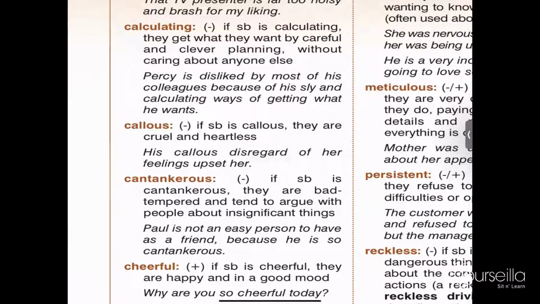Negative. Definitely negative. Okay. So calculating, if somebody is calculating, they get what they want by careful and clever planning. احنا بنحب الناس اللي زي كده مش دايما, but they are smart at the end of the day. They plan ahead and they get to what they want by planning. بنقول عليهم خبثة بالمصري بس قشطة. تمام. Pressy is disliked by most of his colleagues because of his sly and calculating ways of getting what he wants. الله, يبقى الواد ده بيقعد ايه؟ يوقع ده في ده ويعمل ده في ده عشان يبقى هو ايه؟ مثلا on the top of the class.